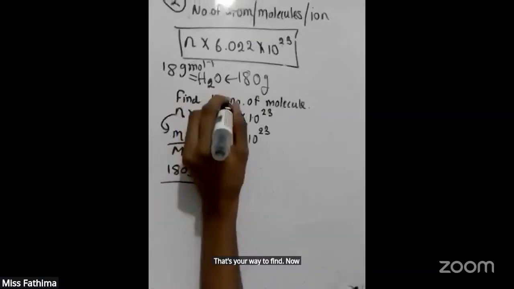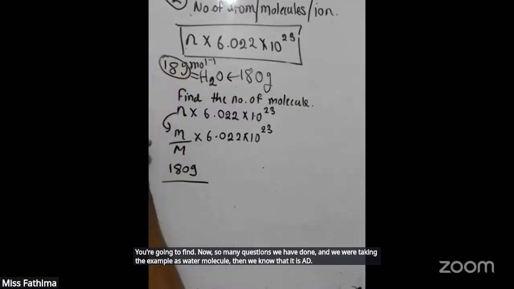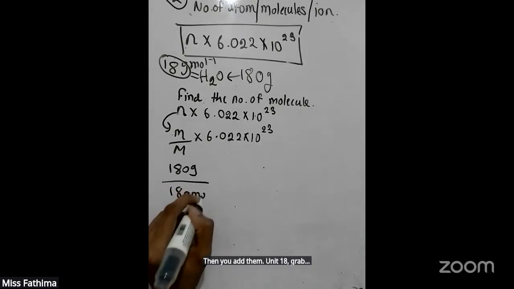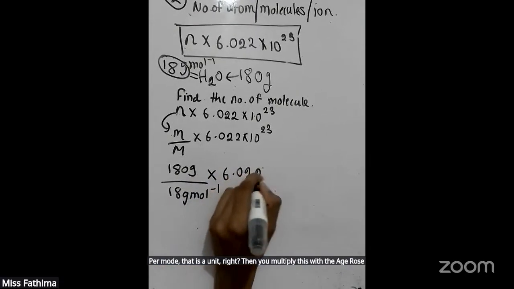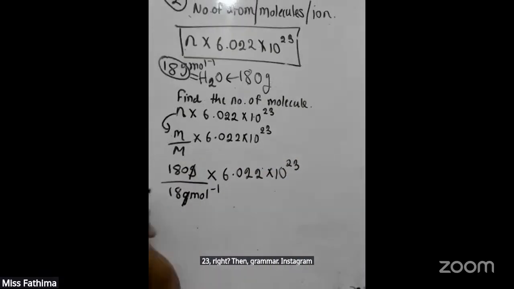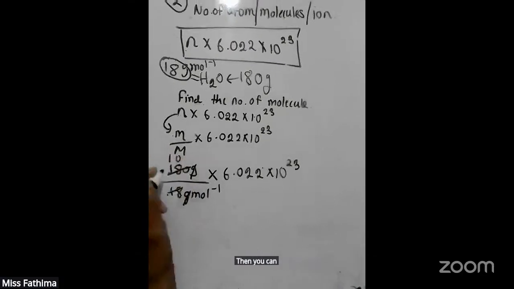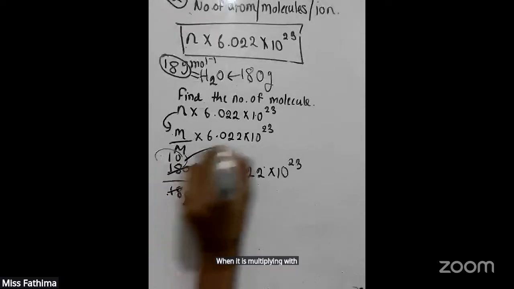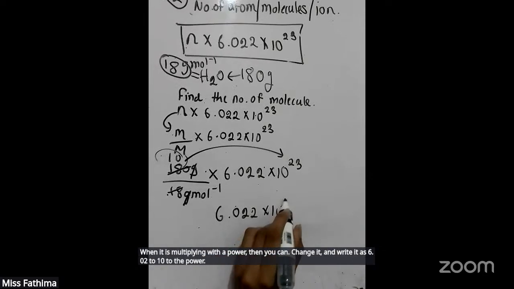Now, we have done so many questions taking the water molecule as the example, so we know that it is 18. If it is a molar mass, then you add the unit: 18 gram per mole. Then you multiply this with the Avogadro's constant 6.022 × 10^23. Then gram and gram cancel off. In 180 over 18 you get 10. When 10 is multiplying with a power, you can write it as 6.022 × 10^24.